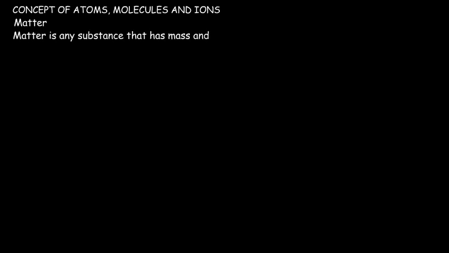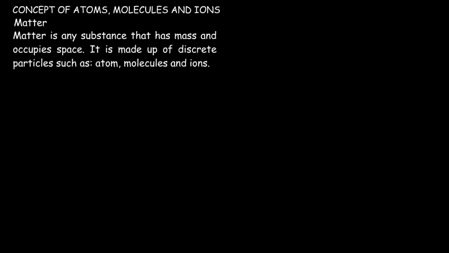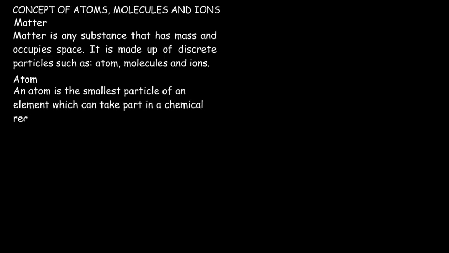Concept of atoms, molecules and ions. Now let us begin to refresh our memory on matter. Matter is any substance that has mass and occupies space. It is made up of discrete particles such as atoms, molecules and ions. What is an atom? An atom is the smallest particle of an element which can take part in a chemical reaction. Atoms of different elements have various shapes.